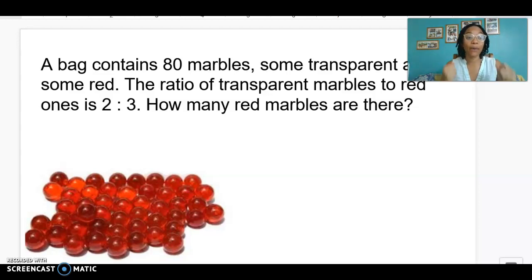Now, once again, I want you to draw this picture. Right now, pause the video and put transparent marbles, red marbles, and write how many you have of each one. You should have 2 units on top for transparent and 3 units on the bottom for red marbles. Altogether, you've got 5 units. So divide that total 80 by 5. Okay, you should get 16. And you're going to multiply 16 to find how many transparent marbles and how many red marbles you have.